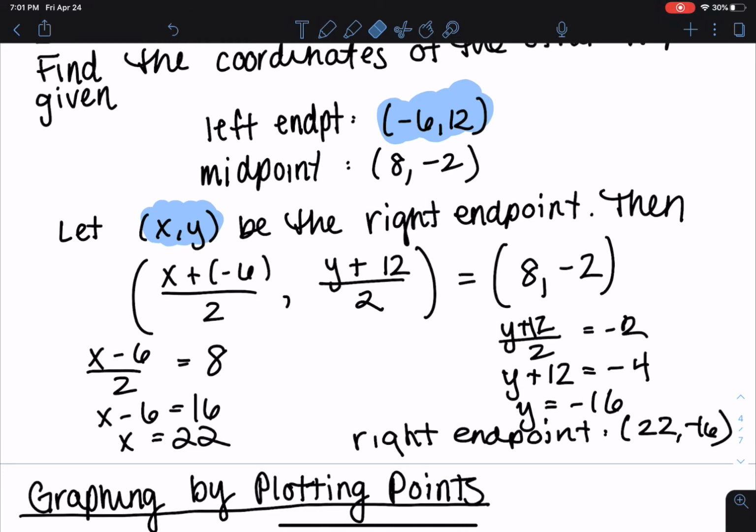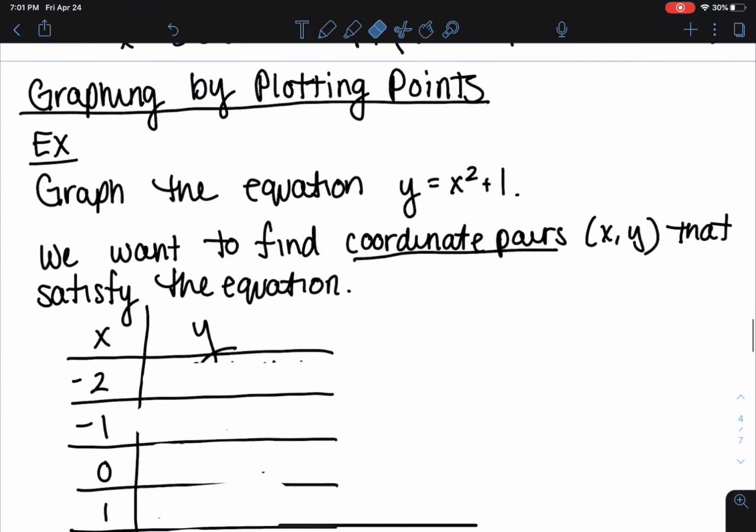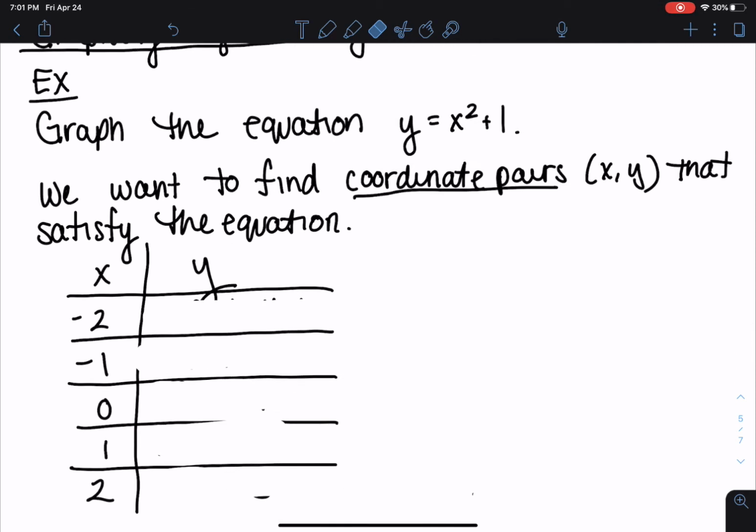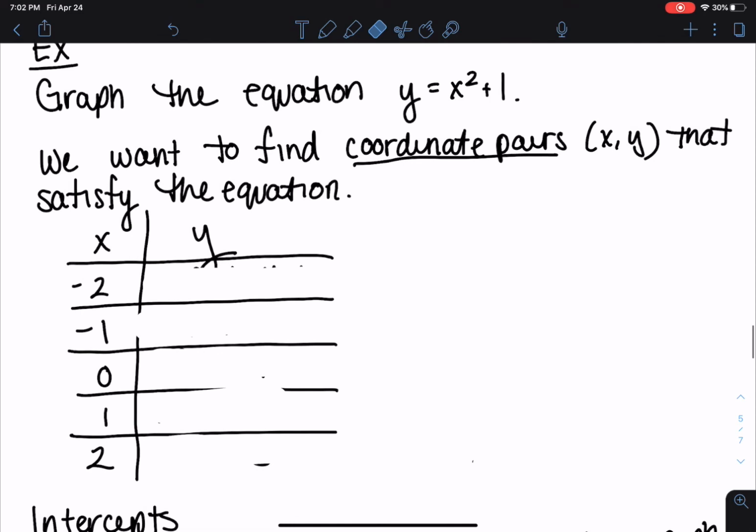Okay. So now that we have this and we're comfortable plotting points, we can go ahead and graph equations by just plotting some of the points that satisfy it. So we're going to look at the equation y equals x squared plus 1. I want to find all of these xy pairs that satisfy the equation. So what I'm going to do is pick some values of x, ultimately see what y equals. So y is x squared plus 1.